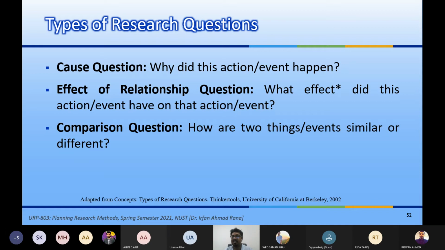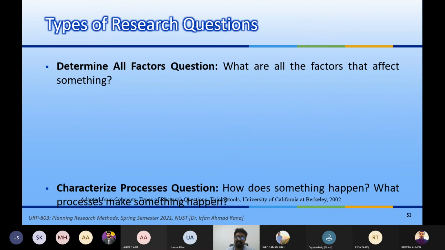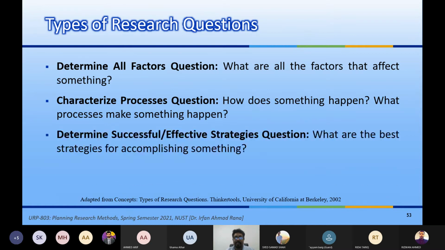Now, if you link these questions to your previous conversations on research design, research design also kind of predicts these research questions. Determine what all the factors were which affected this thing, so identification of some factors. Then characterization of some processes, how it happens, what steps are involved in it. That is the type of question we can discuss in our research. And lastly, sometimes the solution-oriented questions: what are the best strategies available for us to achieve something.